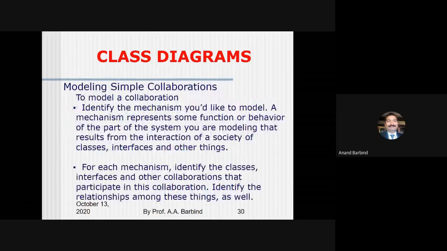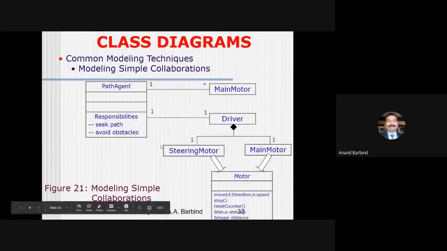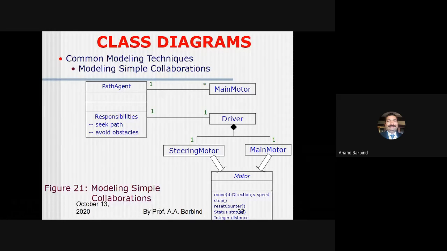Okay, so class diagrams may be drawn for different purposes. So here is another class diagram. In this, we have shown the association between the various classes. There is an aggregation and composition relationship between driver and steering motor, main motor. So this is modeling a simple robot. Okay. So a class diagram can be drawn not only for software things, but it can be drawn for hardware things also.